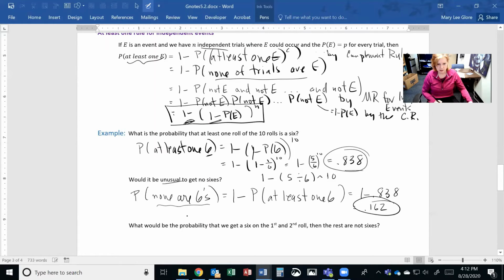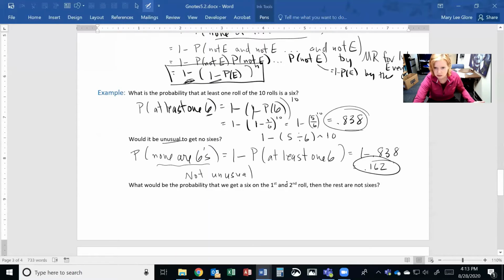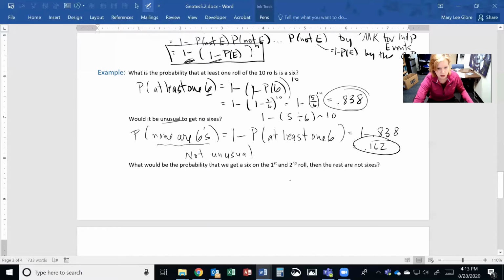Is that unusual? No. Well, it's very common for us to have at least one 6, 84% of the time. Getting no 6s is going to happen 16% of the time. So that's really not a big deal either. All right, so these both can happen. 16 out of 100 times that we roll a die 10 times, we're going to get no 6s. 84 out of 100 times, we'll get at least one 6. So those are both typical values. We expect those kind of things.